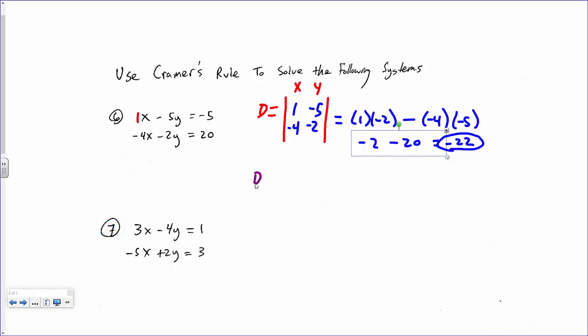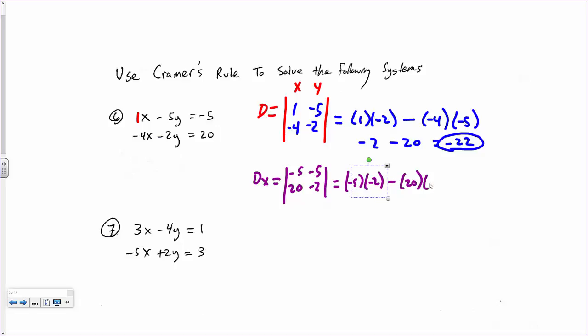And I'll make another determinant, called dx. And what I'm going to do for this is I'm going to replace this x column with these numbers on the end, -5 and 20. And I keep the y coefficients the same. And then we'll do this again. This times this, which is -5 times -2, minus this times this, which is 20 times -5. This will give me positive 10 minus a negative 100, which is the same thing as adding 100, so this is 110.